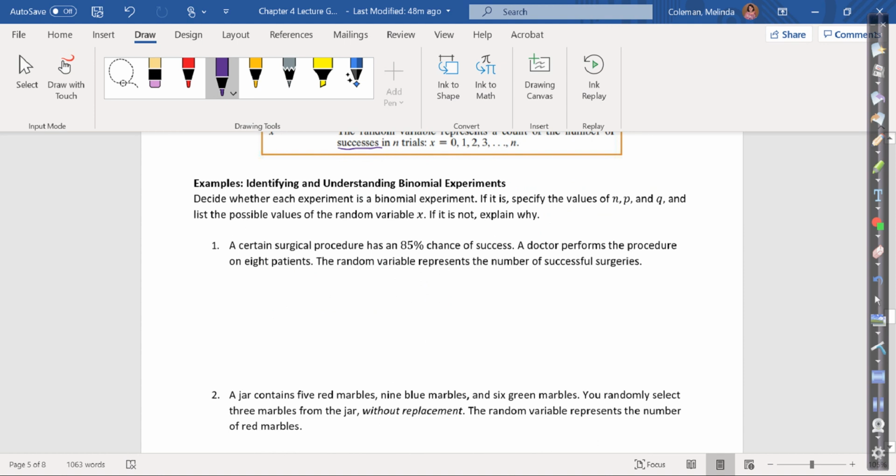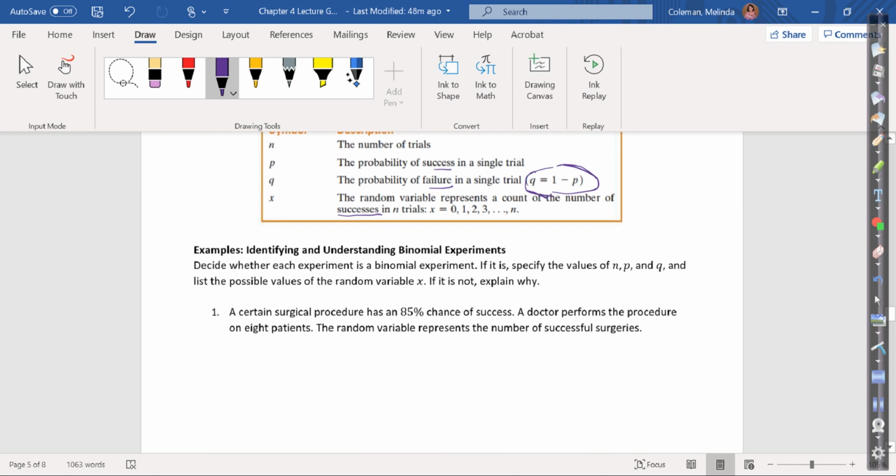So, to start with, let's just identify whether the experiment is binomial or not. Number one, a certain surgical procedure has an 85% chance of success. The doctor performs the procedure on 8 patients. The random variable represents the number of successful surgeries. So let's go through our list and see if we can identify it. So N would be the number of trials. In this case, that would be the number of patients. So that would be 8.